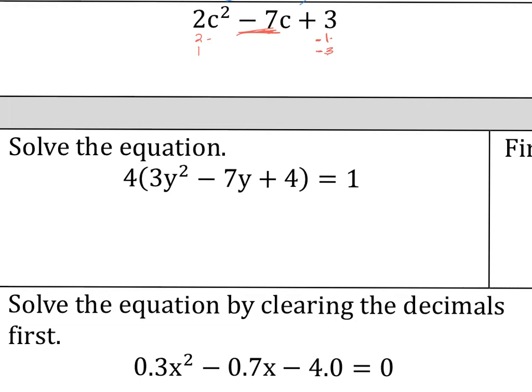So when we do the magic cross, 2 times -3, let's put a line here, it's -6. 1 times -1 makes -1. Add these two, -7. Yes. So we're ready to write our factors. 2 times c minus 1, 1 times c, which is still c, minus 3.